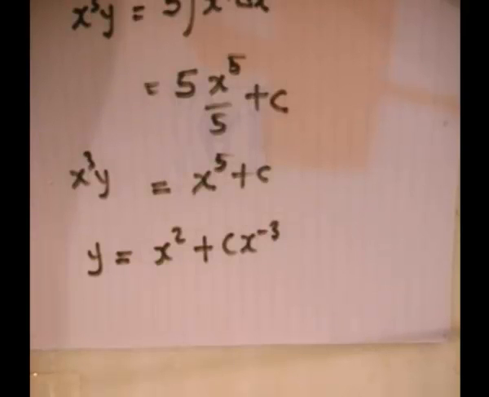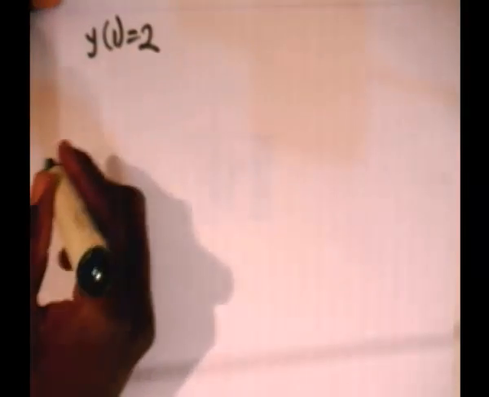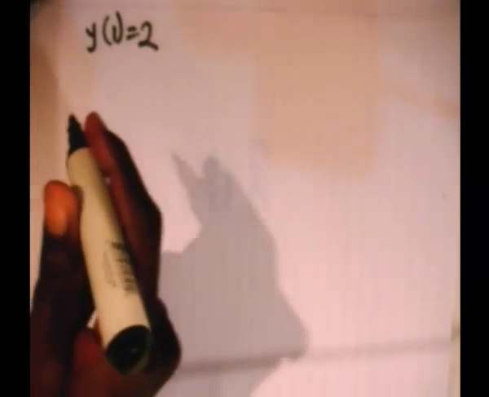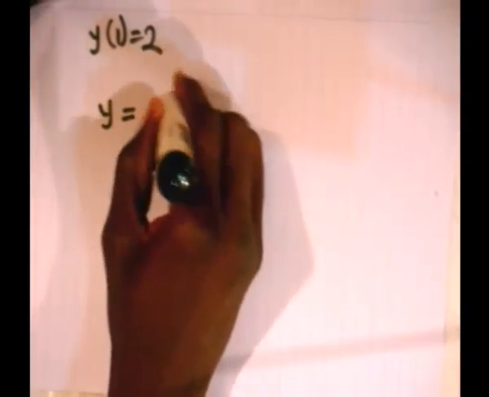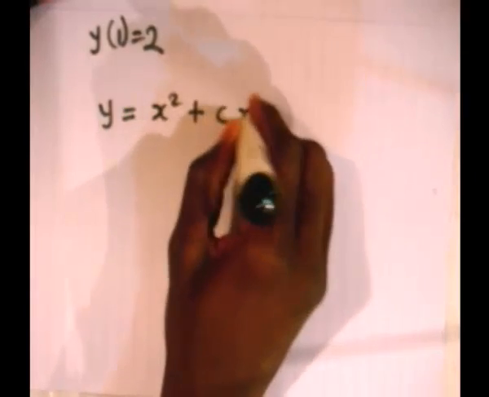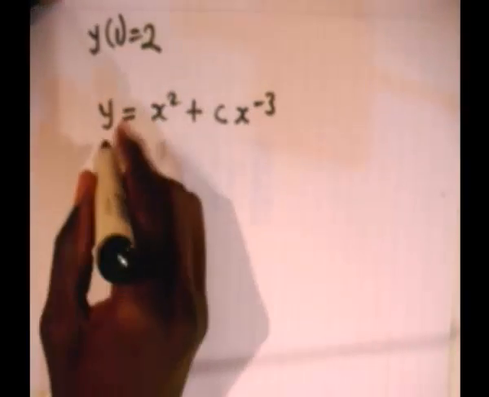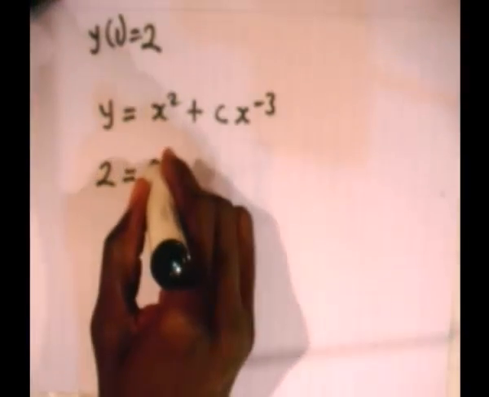We've got the general solution, but since we are given the initial condition, we need to get a particular solution. So applying the initial condition given to us, y of 1 equals 2, and the general solution we got is y equals x squared plus c x to the minus 3. So y equals 2 when x equals 1.